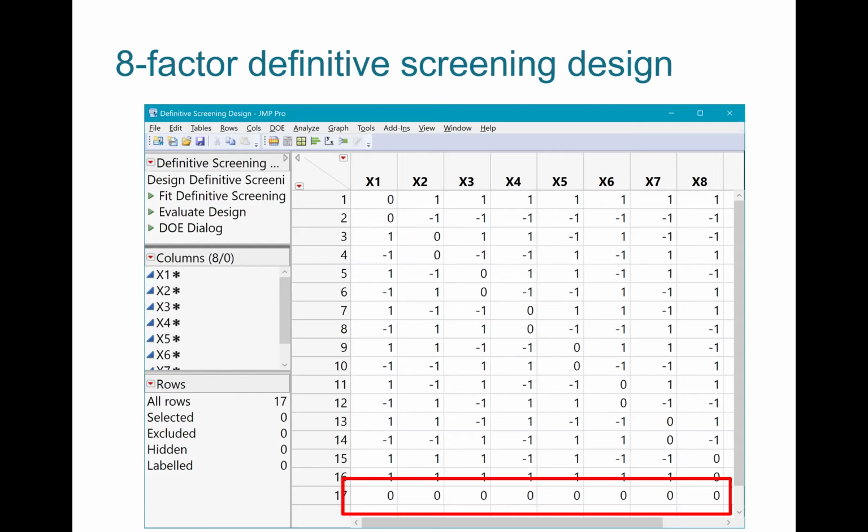And by the way, for those of you who are not familiar with design of experiments, whenever I show a -1, I mean that we study the input at a low level. Whenever I show a +1, it means we study the input at a high level. And whenever there's a 0, we study the input at an intermediate level. So you can see there's a very specific structure for a definitive screening design.